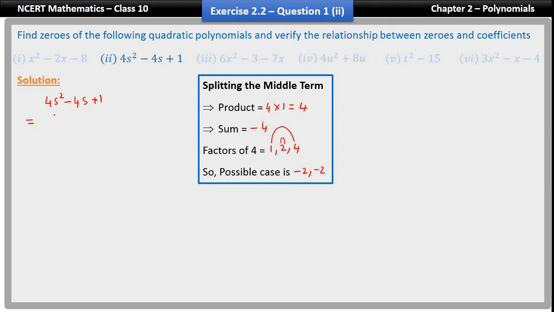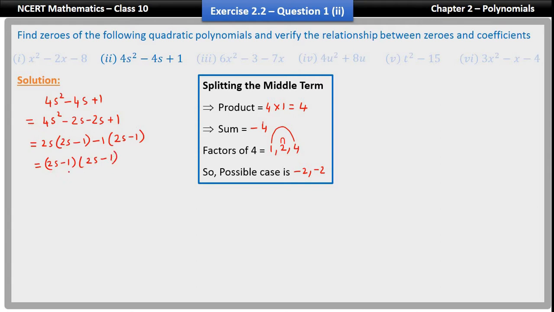Now we have split the middle term. Let's write it here. 4s square minus 4s, we split it as minus 2s and minus 2s. Let's simplify. 2s I'll take as common, 2s into 2s minus 1. Then I take minus 1 as common, 2s minus 1. So now we have 2s minus 1 into 2s minus 1.